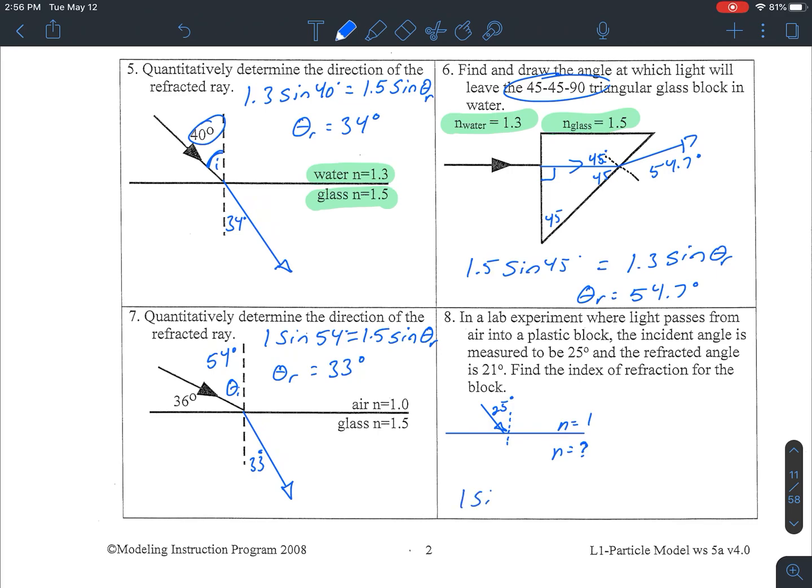Plug everything into Snell's law, 1 sine of 25 degrees equals N of the refracted one, sine 21 degrees. Plug that into a calculator, and we would get an n of 1.2. The one thing I didn't draw on here was my 21 degrees, which wasn't that essential, but we would get this 1.2.